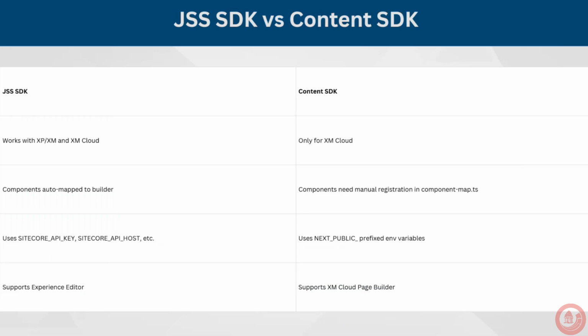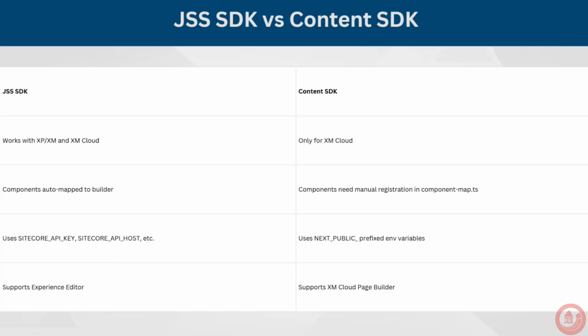Then let's see what are the differences between JSS SDK versus Content SDK. JSS SDK can be worked in XM, XP, and XM Cloud, whereas Content SDK can only be used in XM Cloud. Components in JSS SDK can be auto mapped in our builder, but in Content SDK, we need to manually register the component in our component map.ts file.